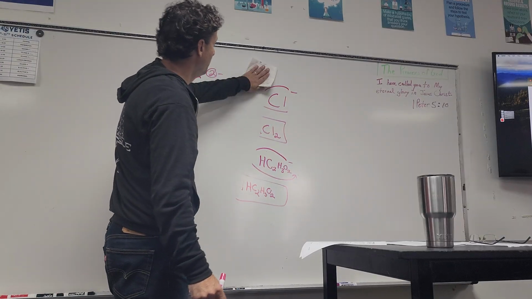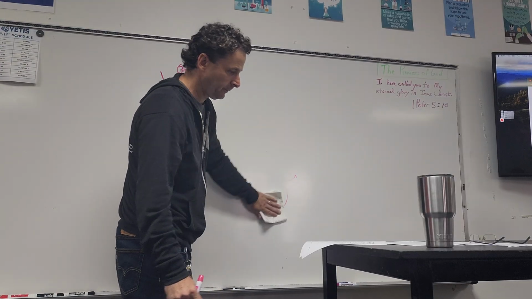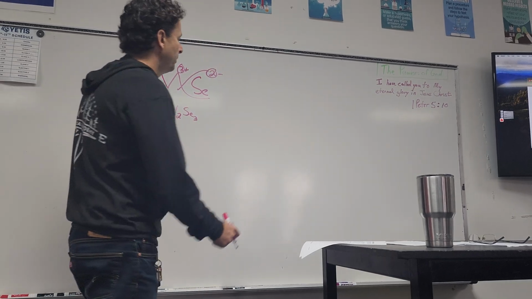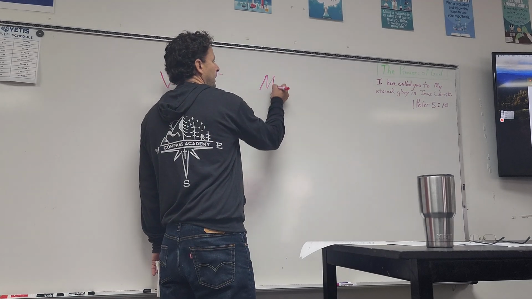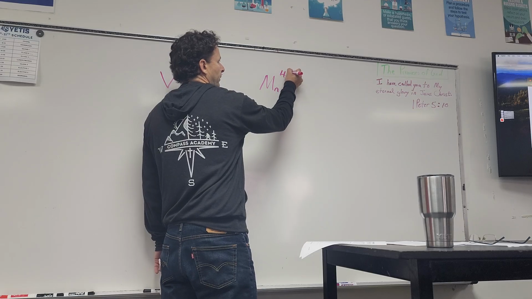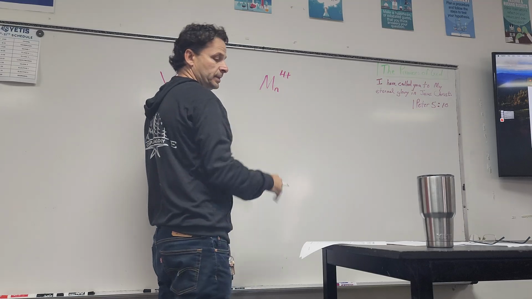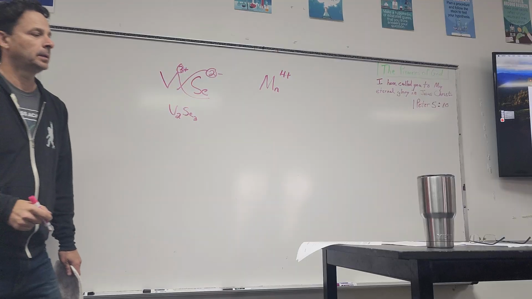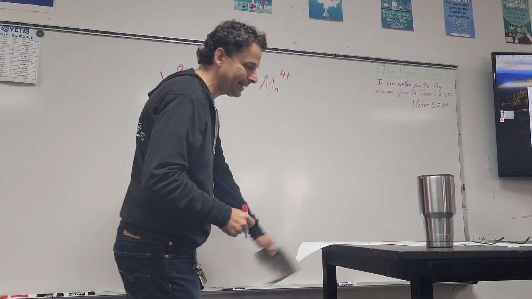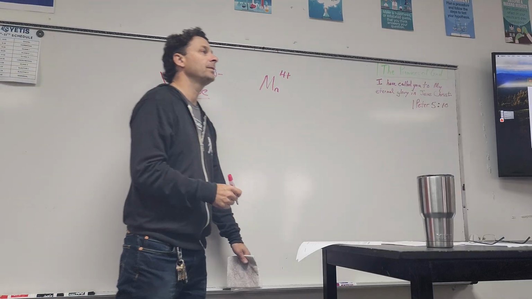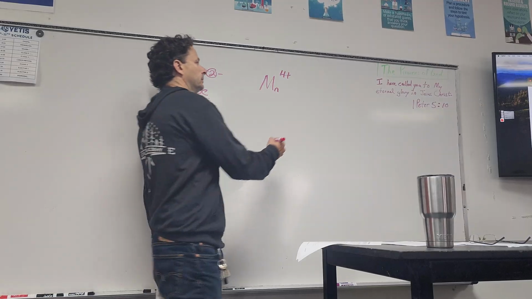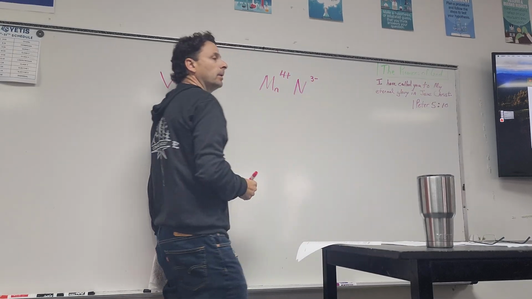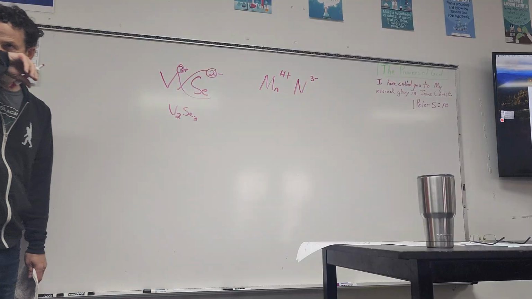All right, you tell me what to write for number 4. Manganese is Mn. It's always going to have a 4 plus charge. Well, it's not always, but here it does, because we see the Roman numeral. And then nitride. Nitride is the ion of nitrogen. So N3 minus. It will always be N3 minus. Very good.